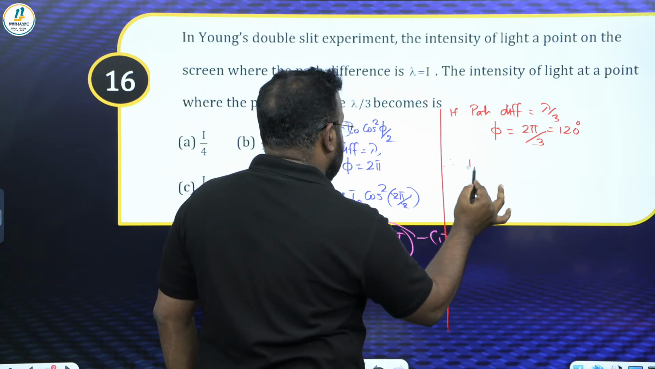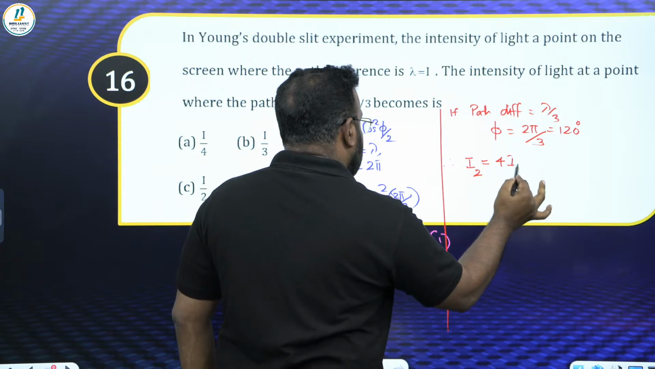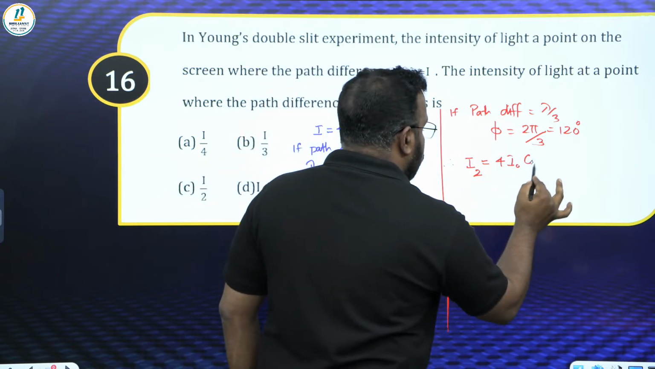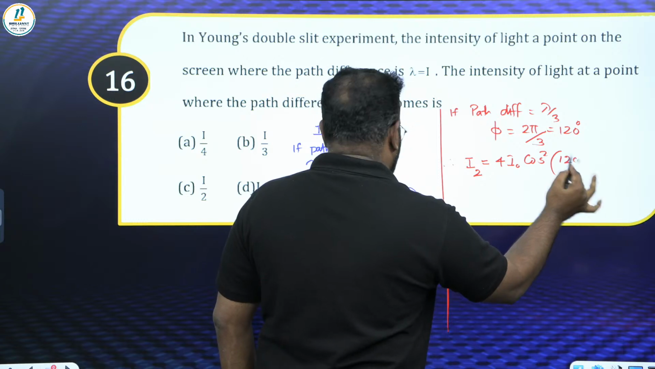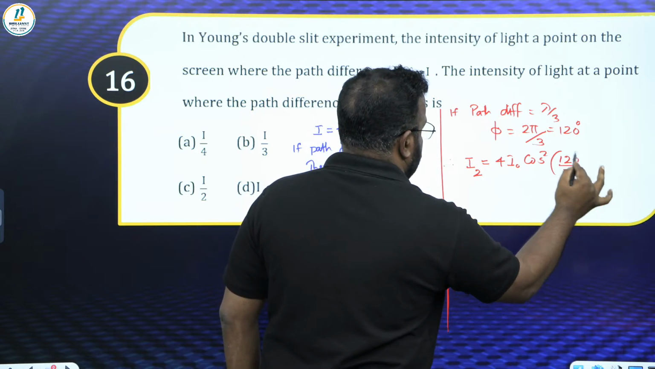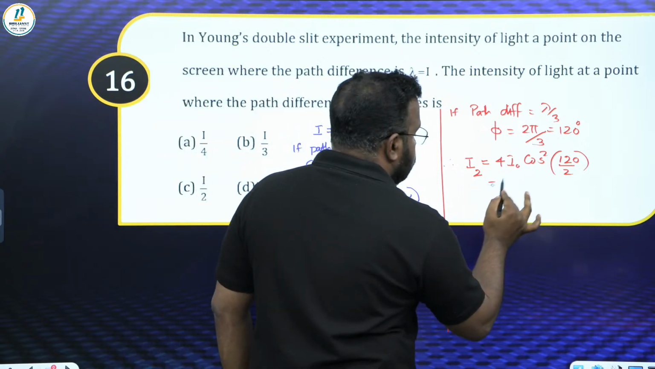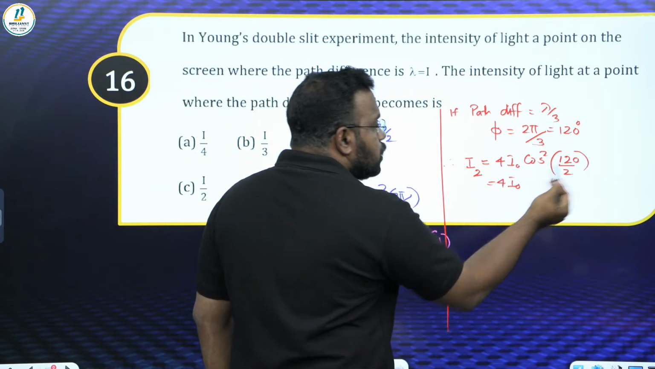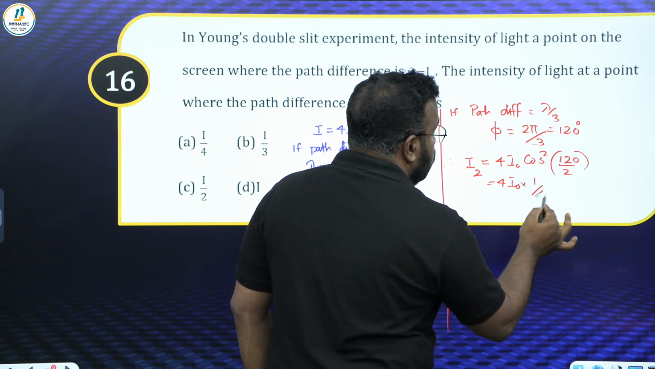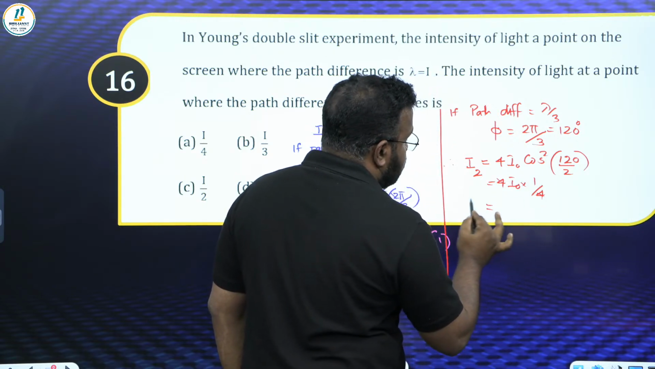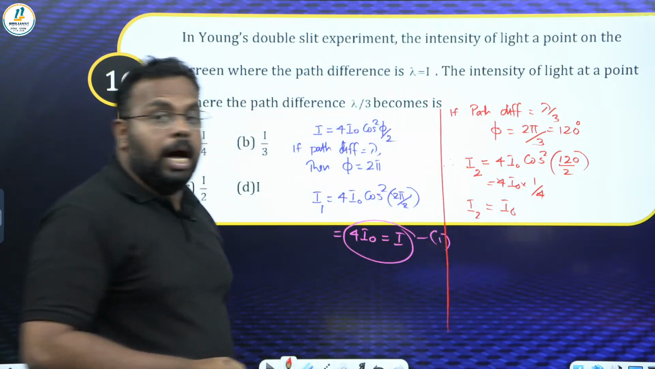Therefore I2 is equal to, same formula I am using, 4 I naught cos square phi by 2. But what is phi? 120 by 2, that is 60. So we get 4 I naught cos square 60. What is cos 60? 1 by 2, squaring, we get 1 by 4. So this 4 got cancelled. So what is the I2 value? I2 is equal to I naught.